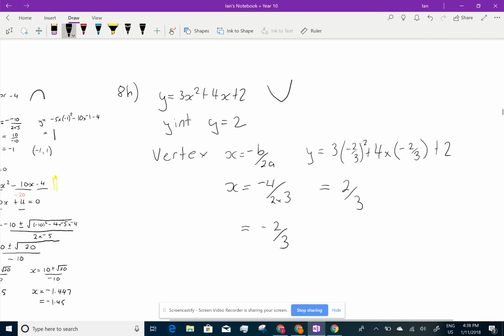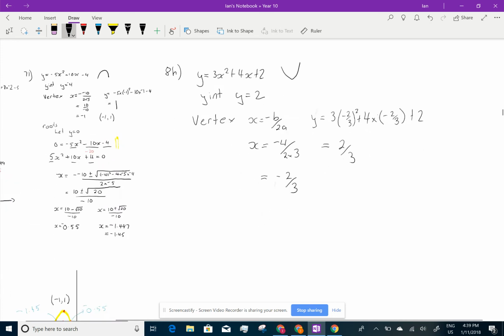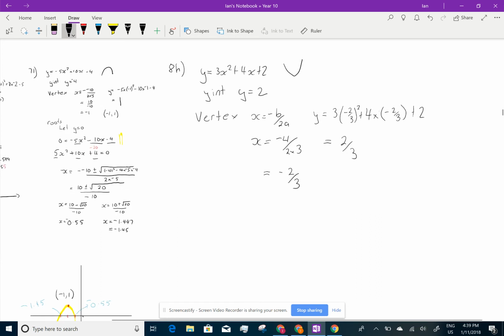Now, smart people amongst you are going, well, I don't need to go through anything else in finding the roots, because I know there's no roots. Because the minimum y value is positive. But I'm going to do it anyway. But smart people have already worked out that if the vertex is minus 2/3 and 2/3, it doesn't have any roots. It's always positive. But let's just double check.